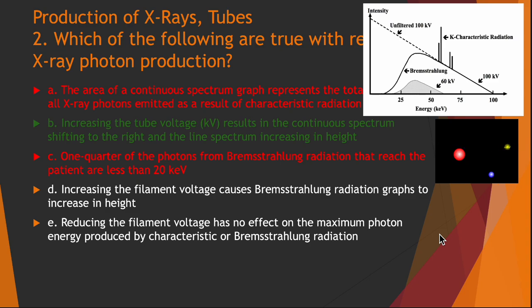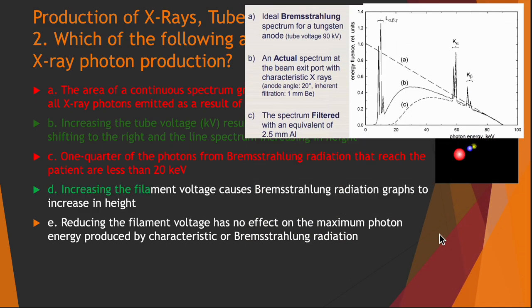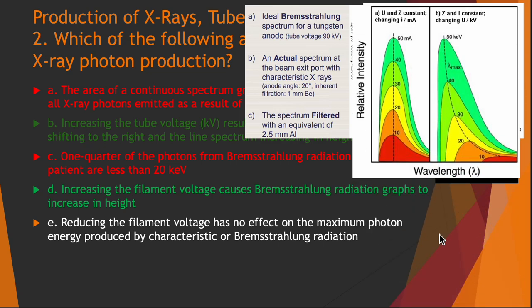Increasing the filament voltage causes the Bremsstrahlung radiation graph to increase in height. The answer to this is true, because increasing the filament voltage will, as you know, increase the number of electrons colliding with the target material, causing an increase in the number of photons produced by both characteristic as well as Bremsstrahlung radiation. However, just remember that in the case of characteristic radiation, the intensity or the energy of the photon will not increase, because that is dependent on the material which is producing that characteristic radiation. But that may not be the case with Bremsstrahlung.